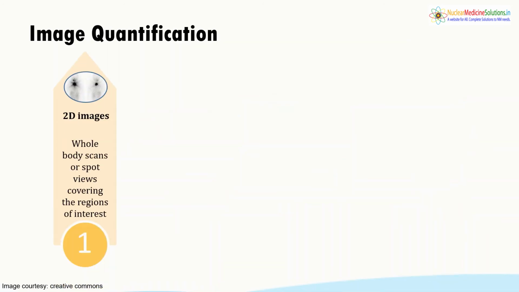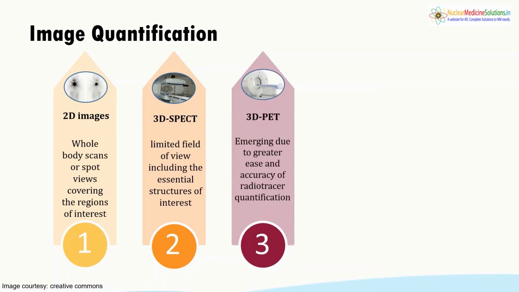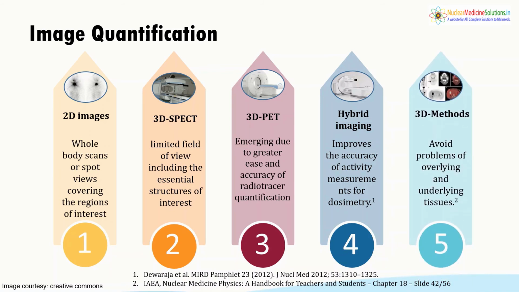There may be 2D images, where a whole body scan or spot views covering the region of interest can be scanned. There may be 3D SPECT, where a limited field of view, including the essential structures of interest, may be imaged, and then the value of A tilde can be found out. It can also be from 3D PET, but hybrid imaging like SPECT-CT or PET-CT improves the accuracy of activity measurement for dosimetry. And 3D methods avoid problems of underlying and overlying tissues.